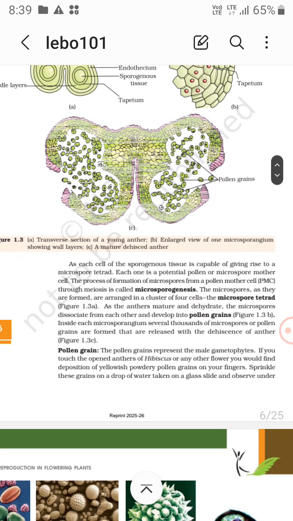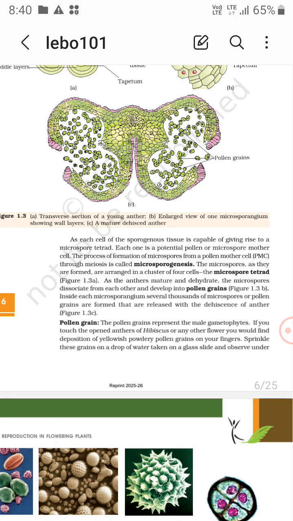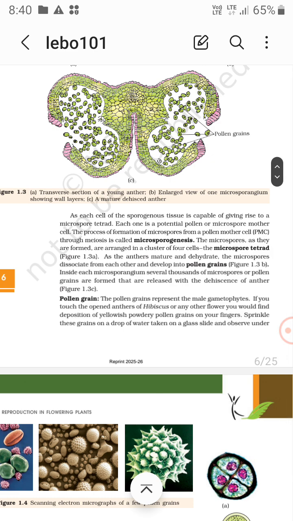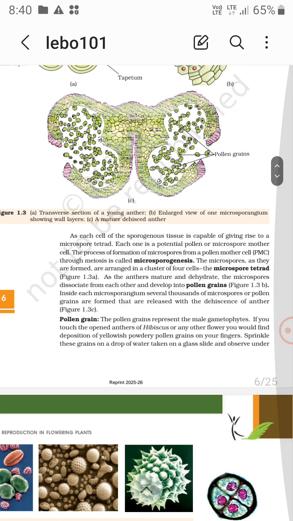Each cell of the sporogenous tissue is capable of giving rise to a microspore tetrad, so each one is a potential pollen or microspore mother cell. The process of formation of microspores from a pollen mother cell, that is PMC, through meiosis is called microsporogenesis. The microspores formed are generally arranged in a tetrad of four cells, that is the microspore tetrad.